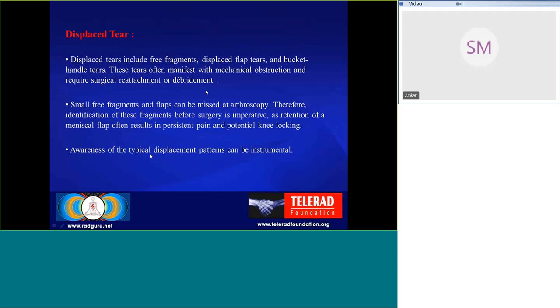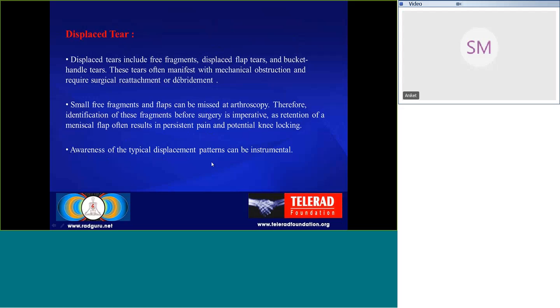Okay, then displaced tear. Displaced tears include free fragments, displaced flap tears, and bucket handle tears. These tears often manifest with mechanical obstruction and require surgical reattachment or debridement. Small free fragments and flaps can be missed at arthroscopy. Therefore, identification of these small fragments before surgery is a must.